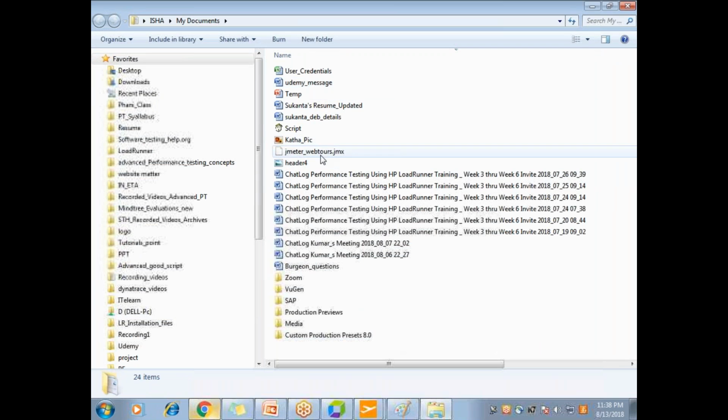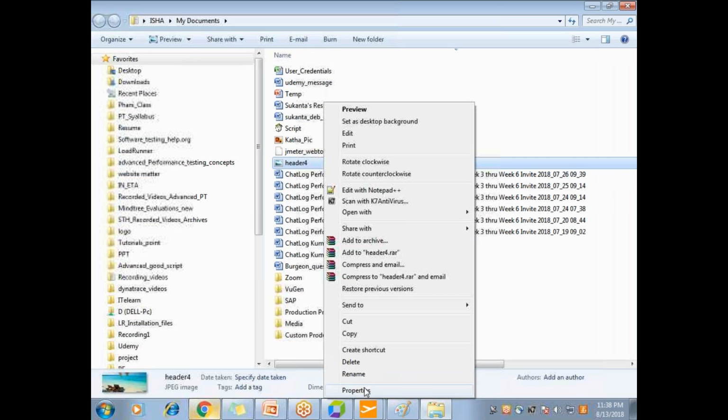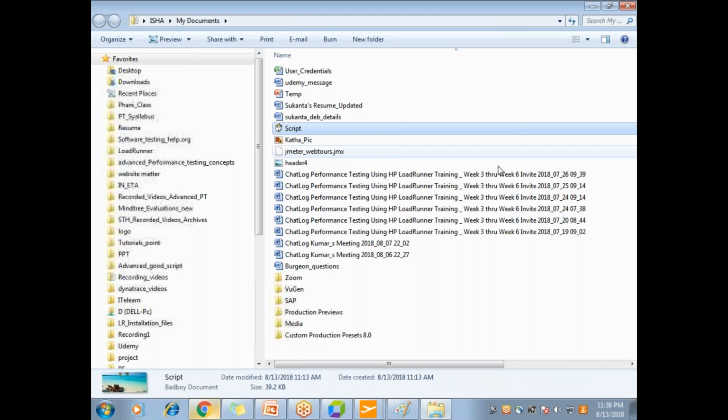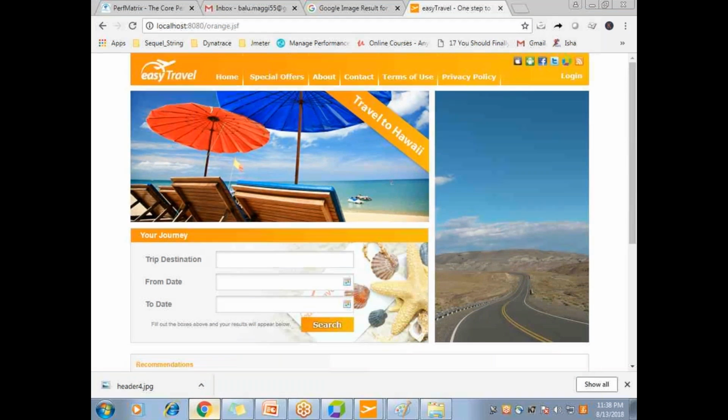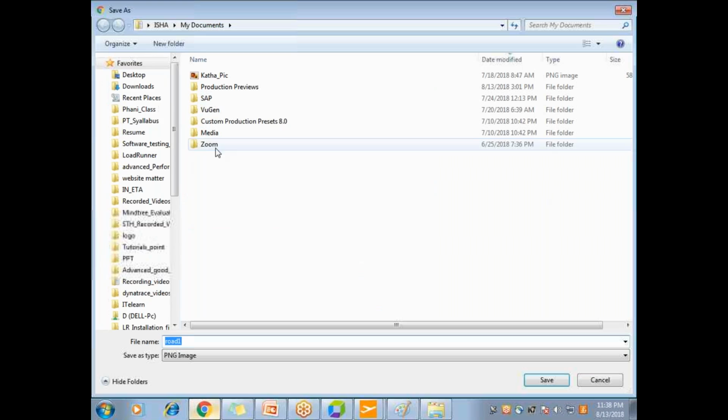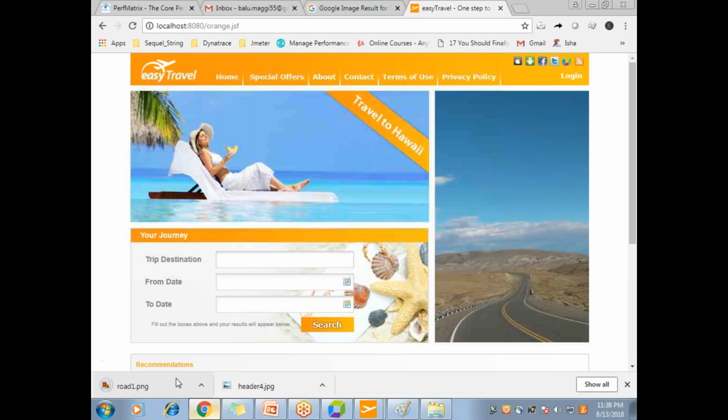Okay, header, right? Let me go to the image size. It is just 63 KB. That should not be a problem. 63 KB is nothing. Completely dynamic images are coming up over there every time. A lot of images were happening in the background, I think.